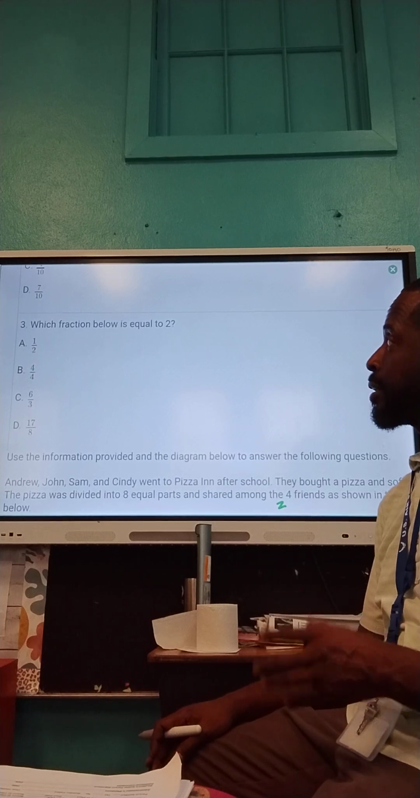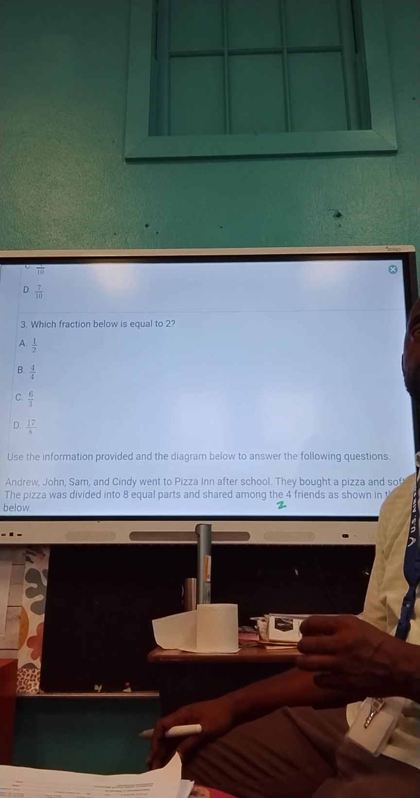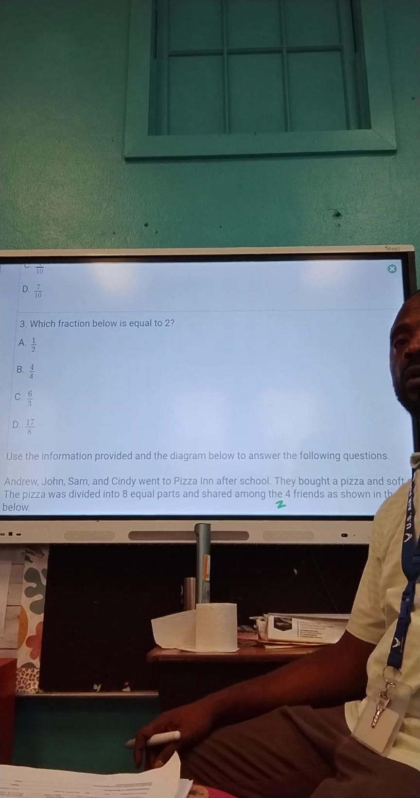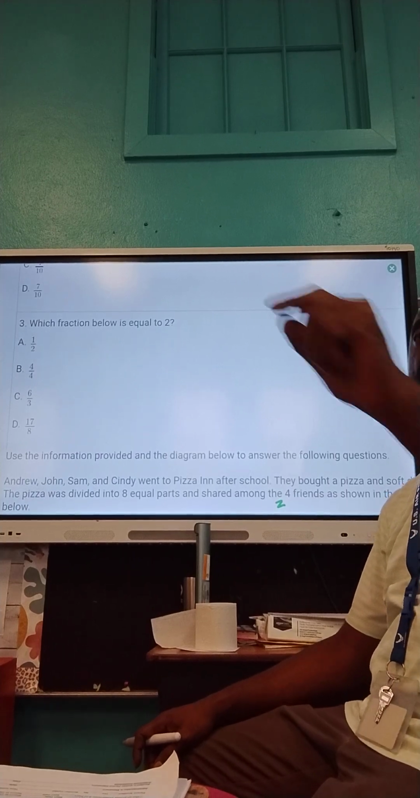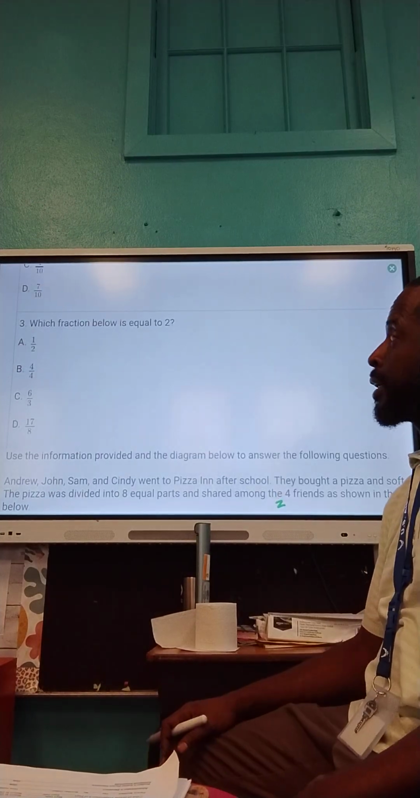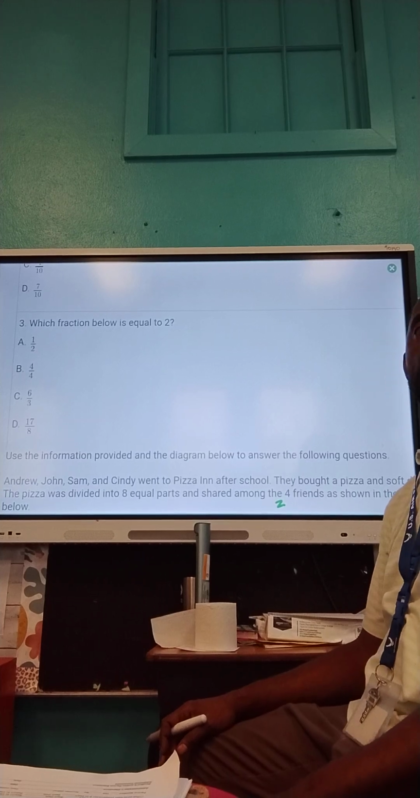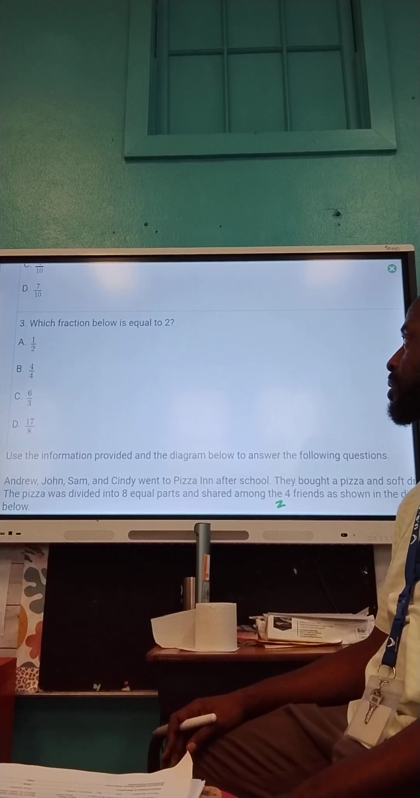What fraction below is equal to 2? You're not reading. He's not reading. She's not reading. Let's do that again. Which fraction below is equal to 2?